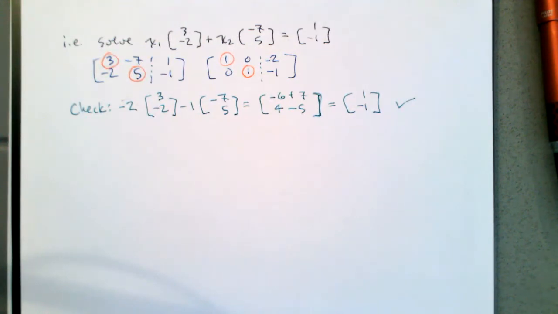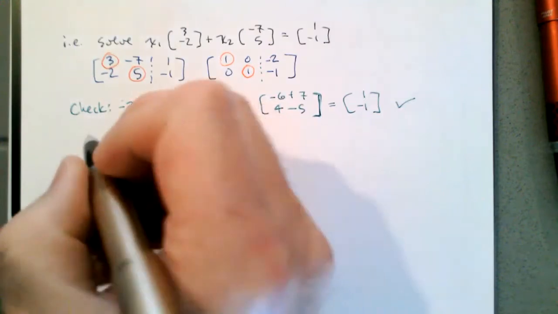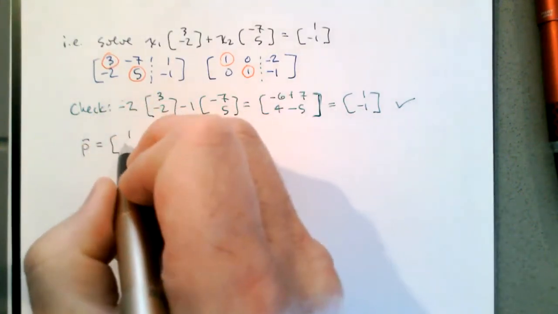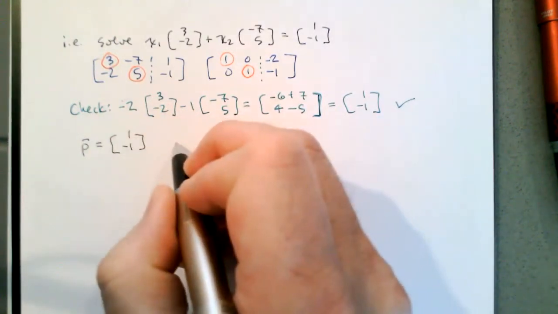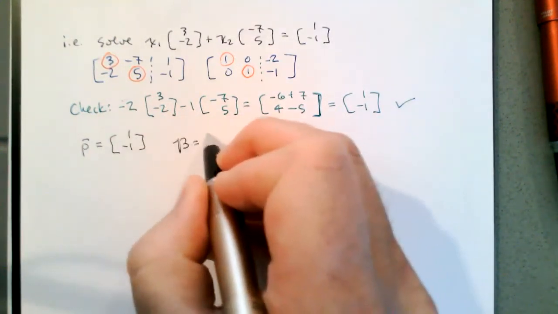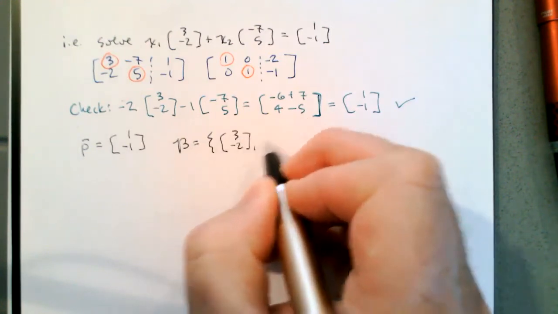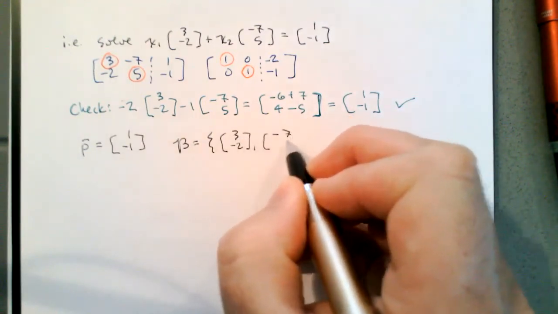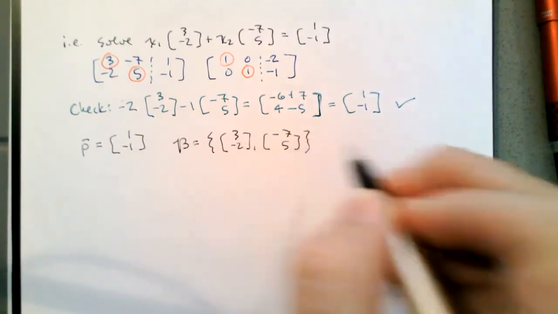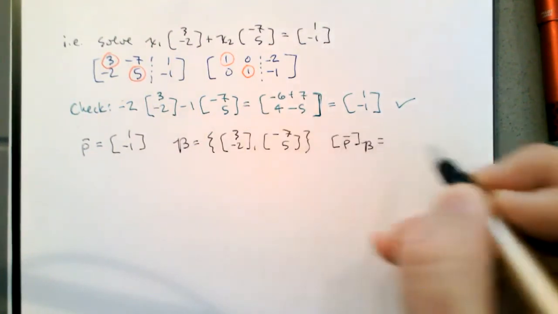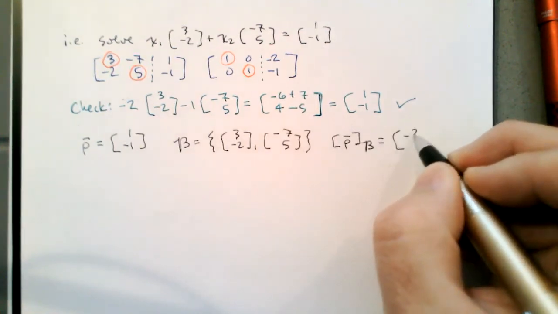So P was the vector (1, -1). The basis B for R2, the alternate basis that we were using, is (3, -2), (-7, 5). And so the coordinates of P relative to this basis are -2, -1.